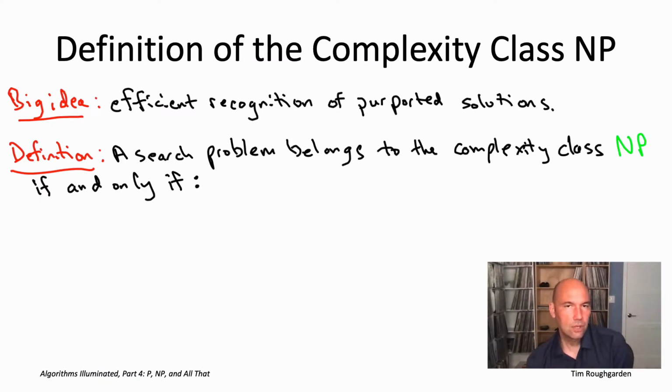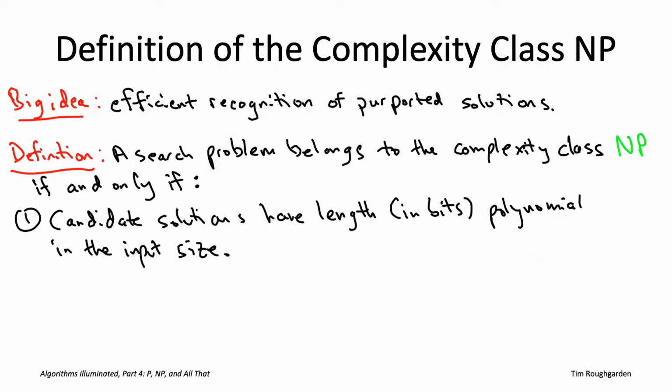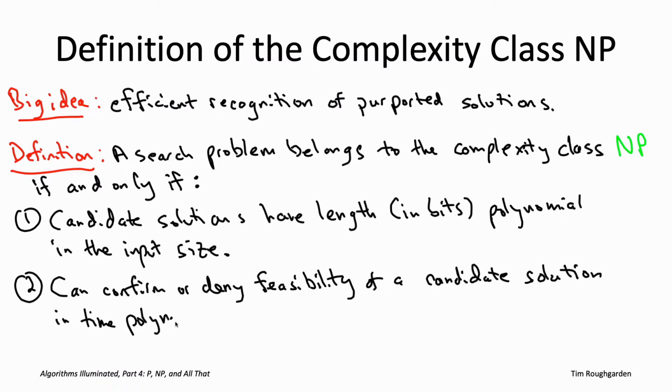Under what conditions does a search problem belong to the complexity class NP? Well, there are two conditions. First of all, we talked about handing you an alleged feasible solution on a silver platter. Condition one is that silver platter shouldn't be astronomically large. So writing down a feasible solution should be possible using a polynomial number of bits. The second condition asserts efficient recognition. Given an alleged feasible solution, and by the first condition we know its description length is at most polynomial, you should be able to, with only a polynomial amount of work, confirm or deny that candidate solution's feasibility. And that is it.